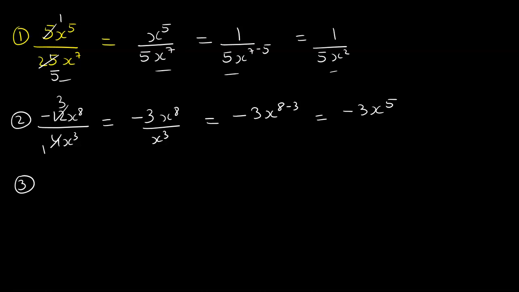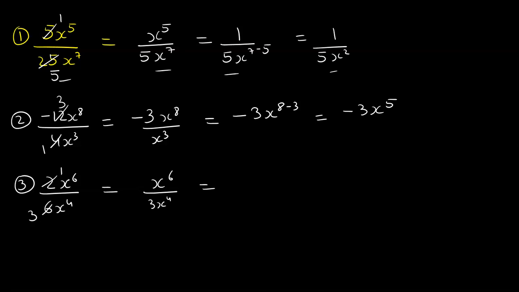Let's do problem number 3. 2x to the power of 6 over 6x to the power of 4. Again, we can simplify it. First we will take a look. 2 times 1, 2 times 3. So we got x to the power of 6 over 3x to the power of 4.